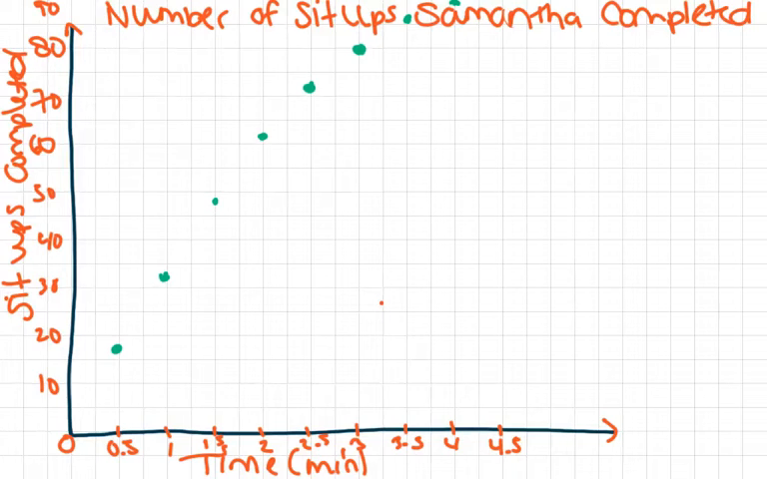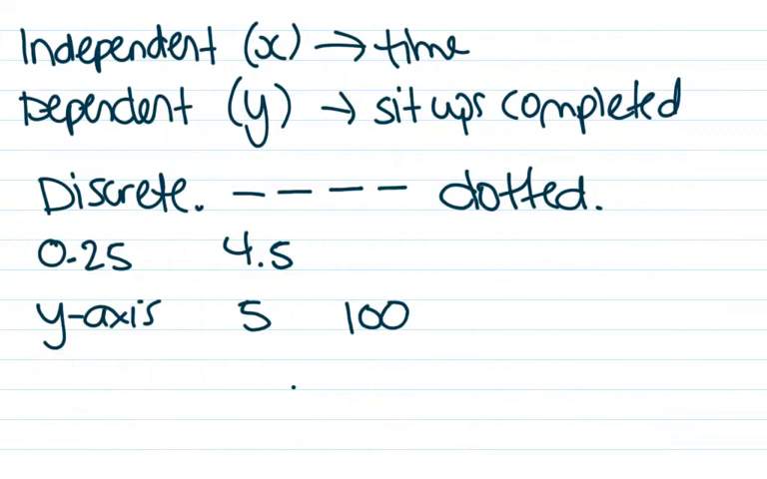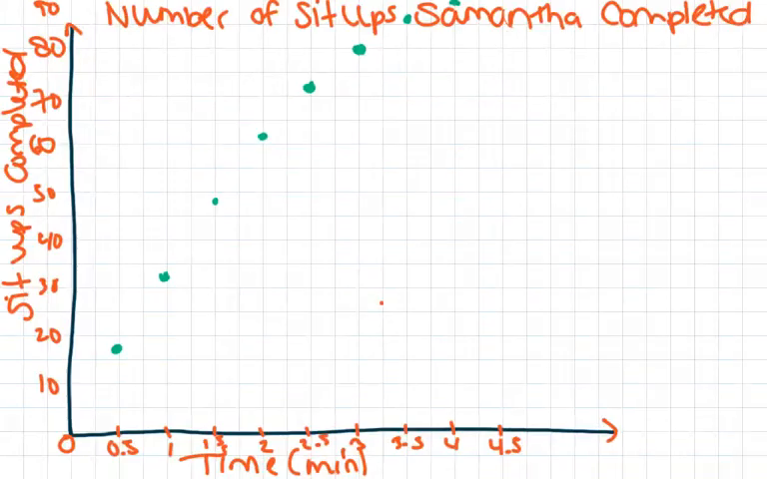So now, how did we say we were going to connect this? Let's look back. We said we were going to use a dotted line because this is discrete. So we're going to start here and connect this with a smooth line. And that is how many sit-ups she did.